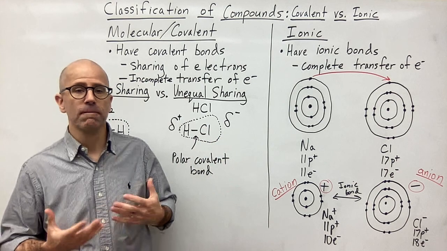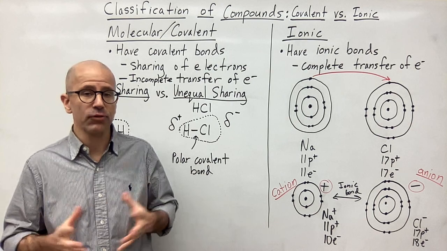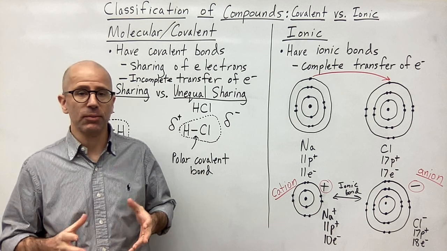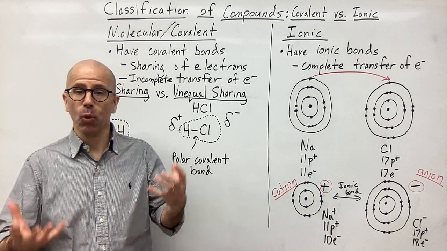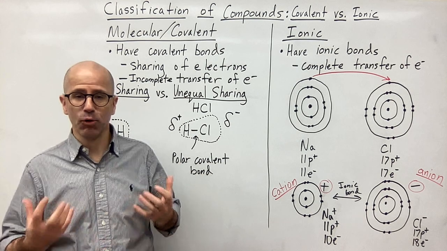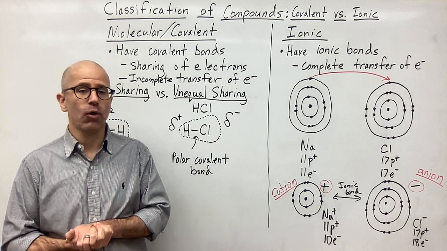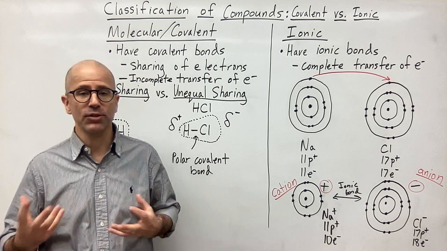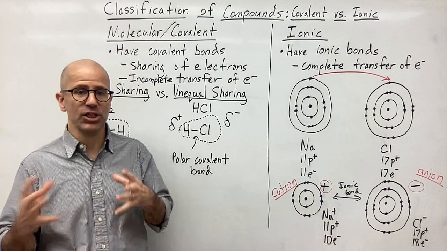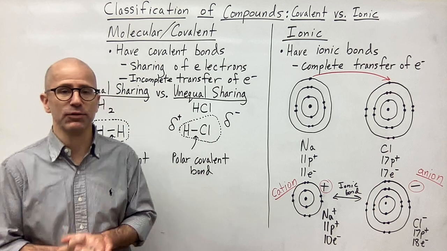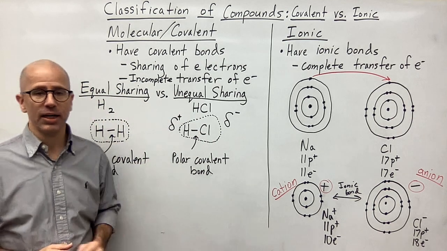And so for molecular substances, or for nonmetals, right? If you have a molecular substance or a covalent substance, that's going to be made up of only nonmetals. They both want electrons to get that outer shell full, which is again usually 8. And so in order to appease each other, in order for both atoms to have their full octet, they're going to share the electron. So it's an incomplete transfer of electrons. But you can have either equal sharing or unequal sharing.